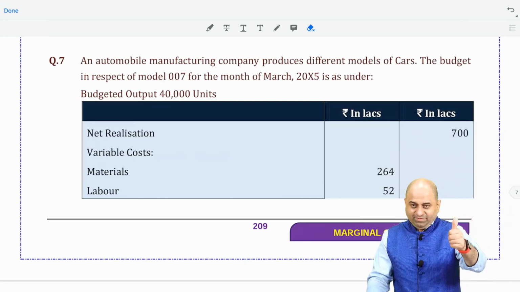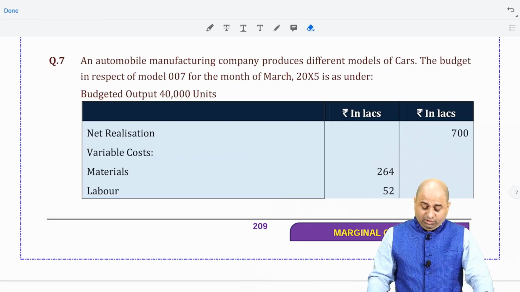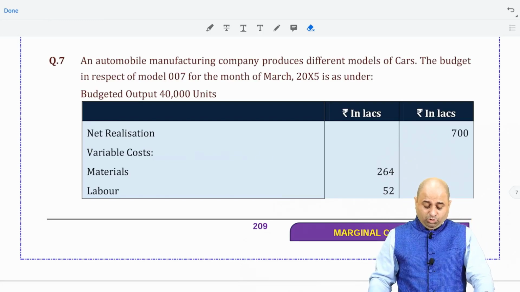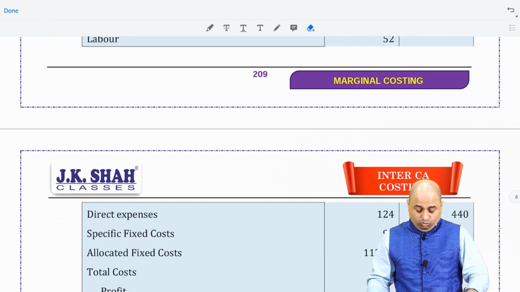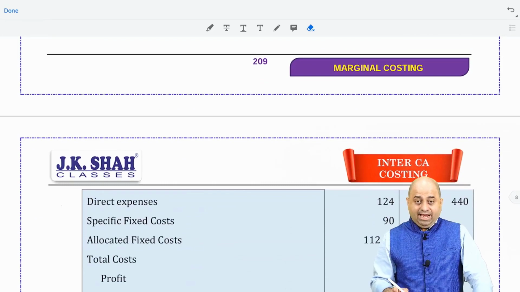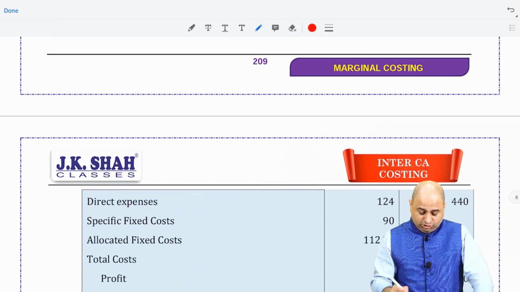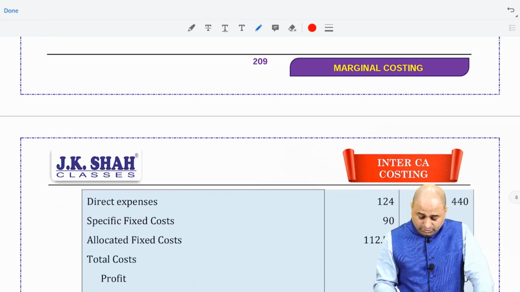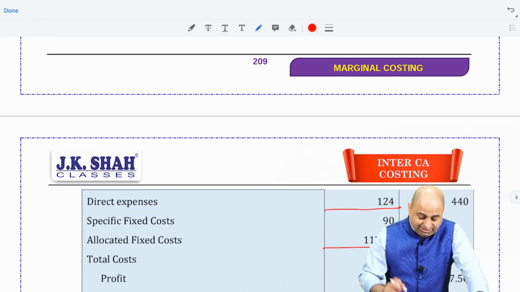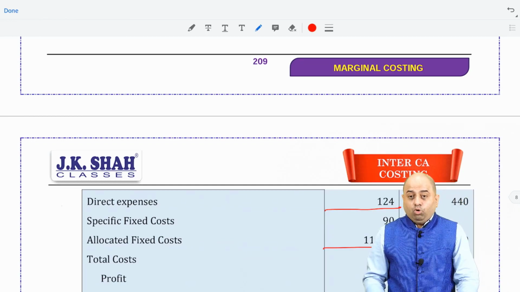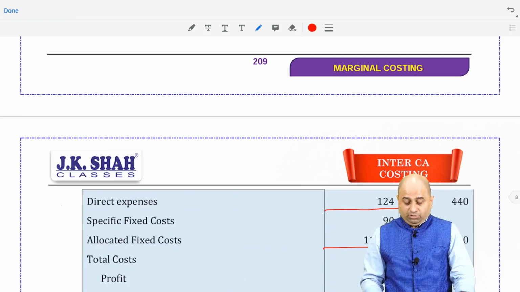Okay, 007. That's fine. That's great. We go ahead. The month of March 2005 is a budgeted output. Net realization 700 lakhs. Materials 264. Labor 52. Direct expenses and then specific fixed costs are given. Allocated fixed costs are given, and so on. Everything is given. Profit is given. Let us try to calculate the present scenario first. I'll need the board for that. I'll bring the board in front of you.